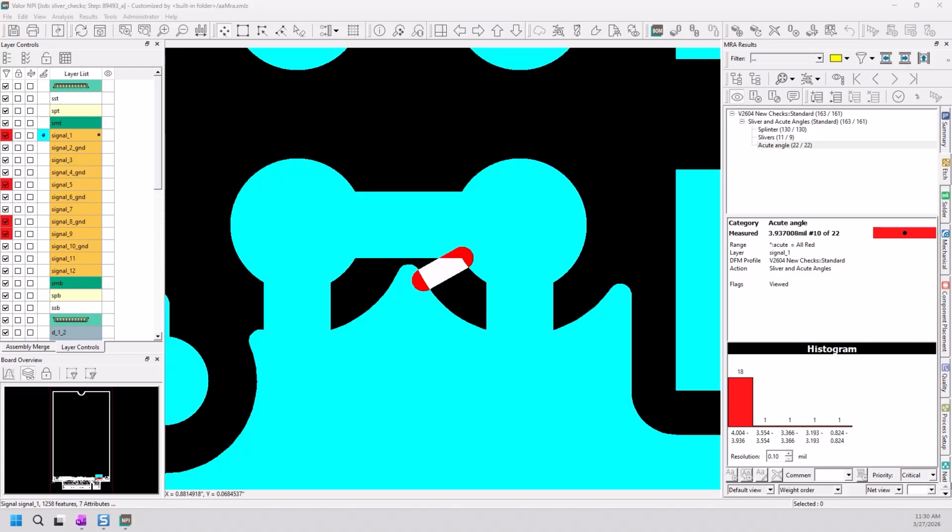The last check is acid trap detection. In the results viewer, it is named acute angle. It is looking for acute angles that could cause acid traps during fabrication.